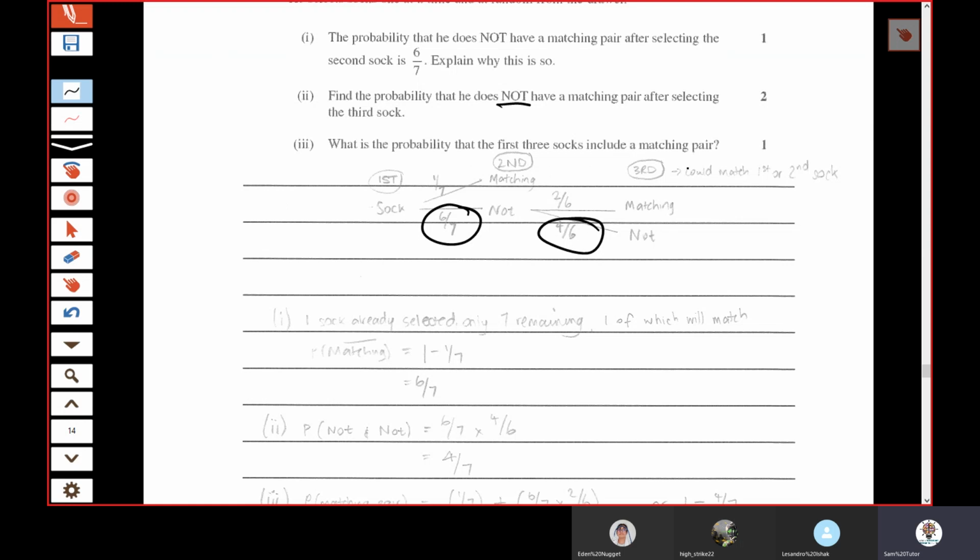And then what is the probability that the first 3 socks include a matching pair? For the 3 socks that have a matching pair, it will be 1 out of 7 plus, not, and then 2 out of 6. So for this one here, it'll be either having a matching pair at the beginning plus 6 out of 7 times 2 out of 6.